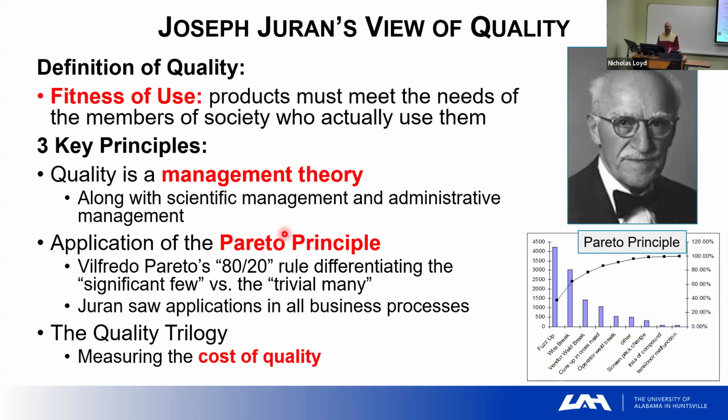So Joseph Juran, his view on quality was, he defined it as fitness of use, or how well the product or the service that we're offering meets the needs of the people that will use it. And three key things that he is known for, one of them is he said that quality should be viewed not as a department, not as a function, but as an overall management theory for the organization.